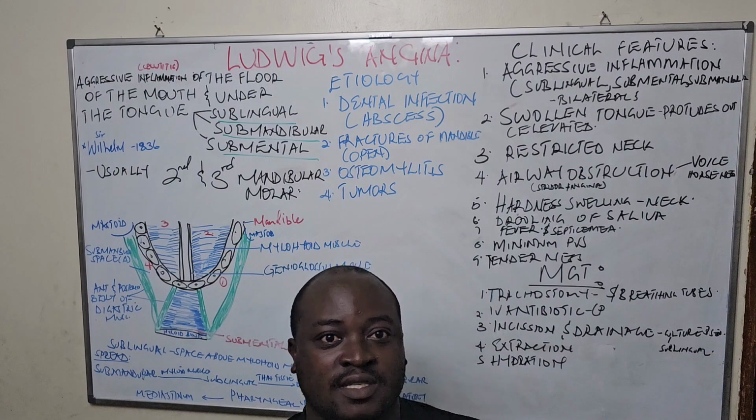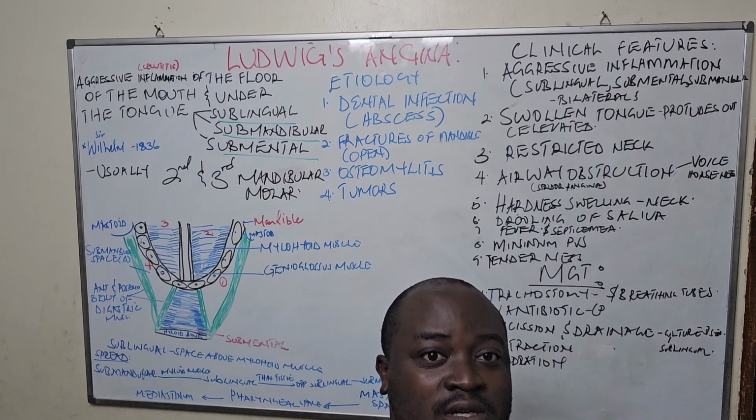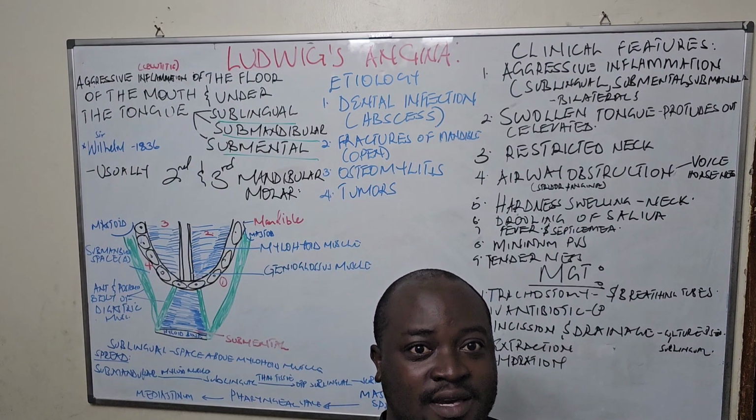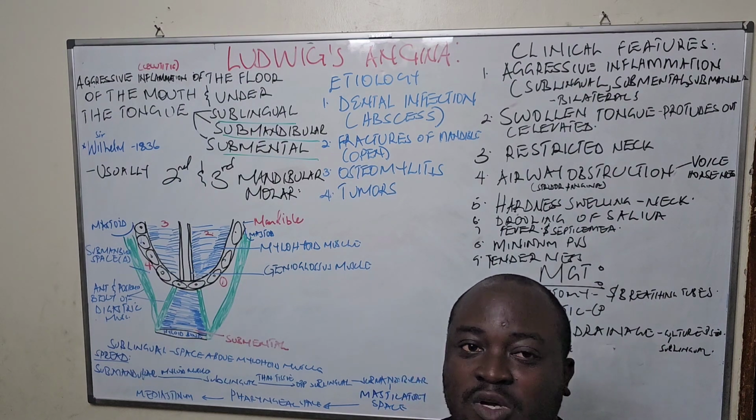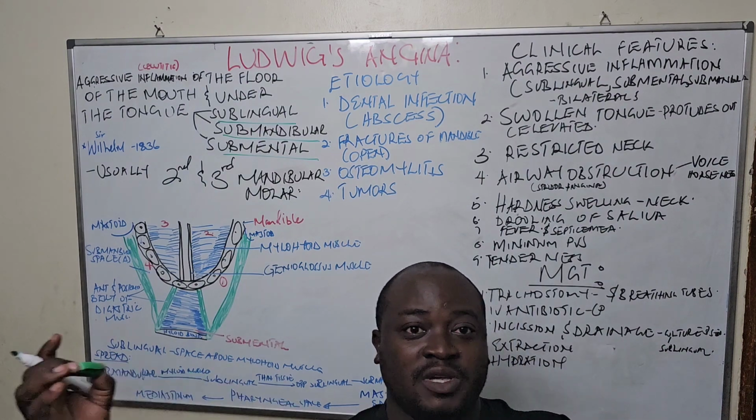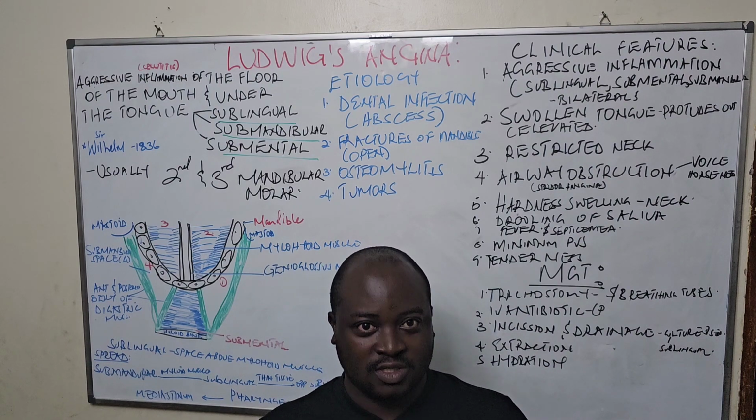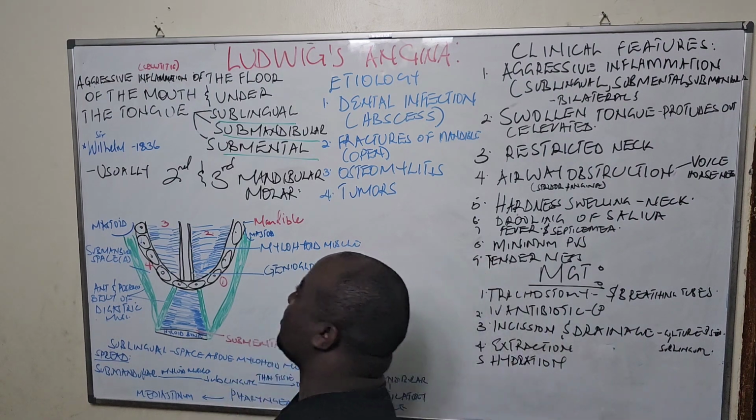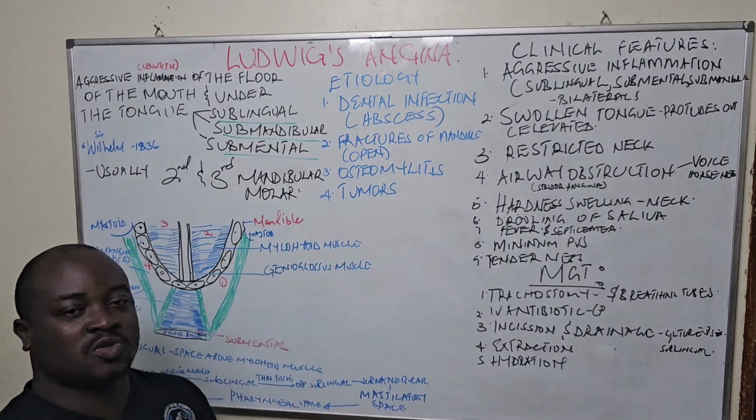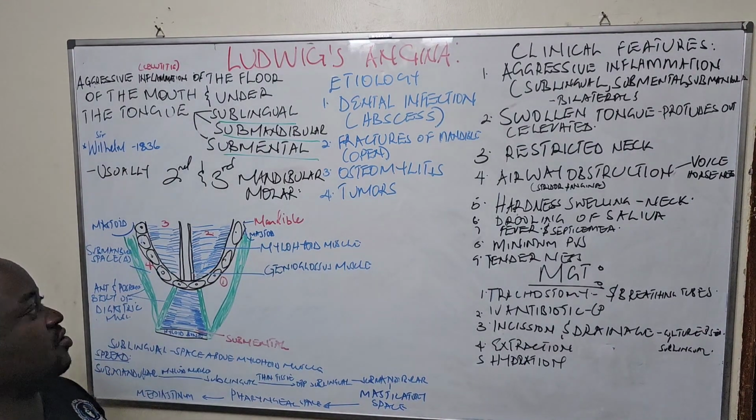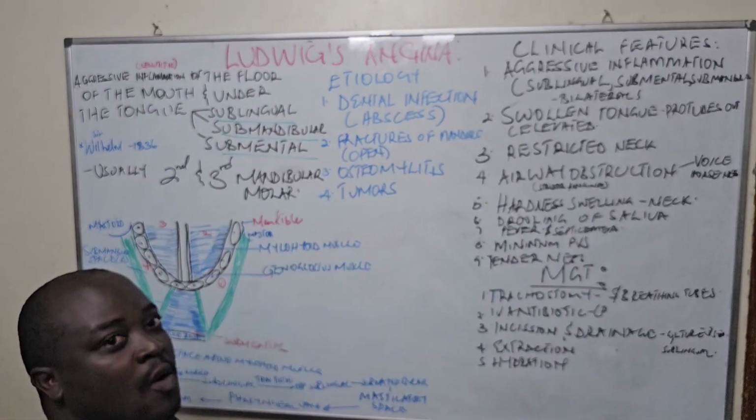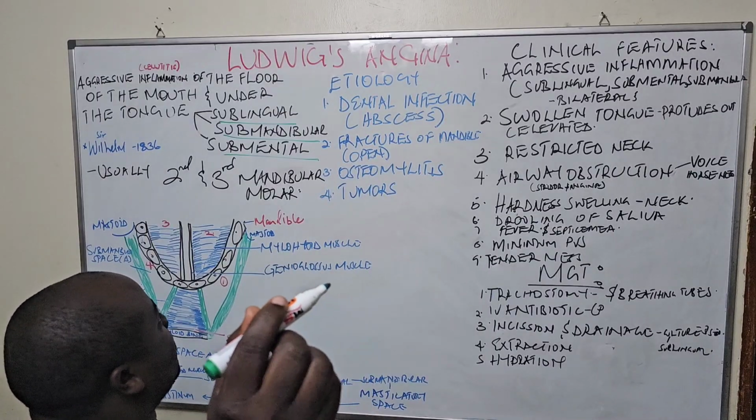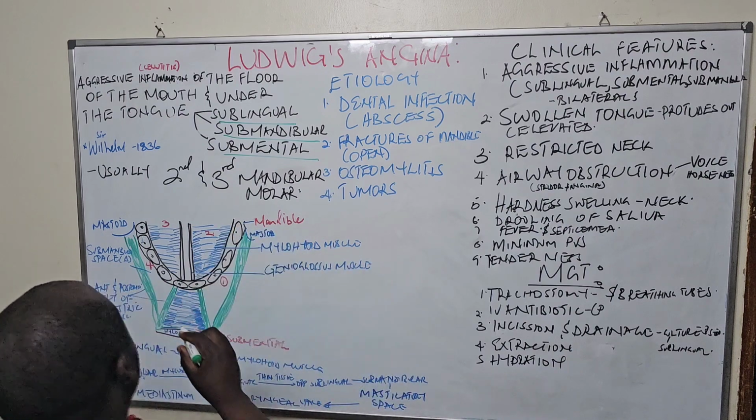Most of it is as a result of infection of the mandibular third molar or second molar. However, as you are going to see in etiology, it could be any other cause. But the mandibular third molar is one of the issues. Now, before we go into etiology, I will remind you something about anatomy.